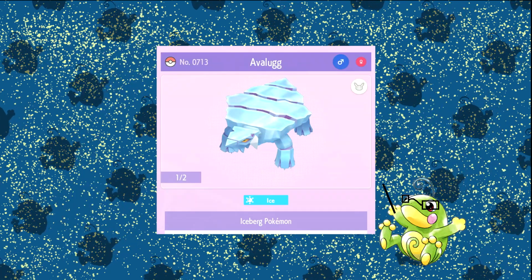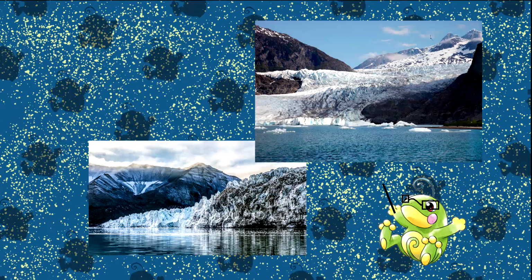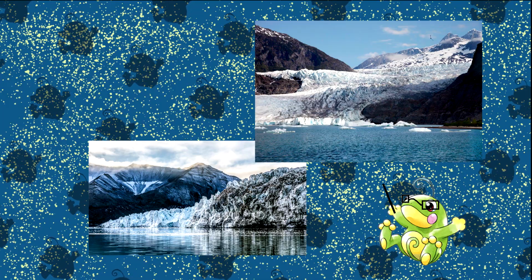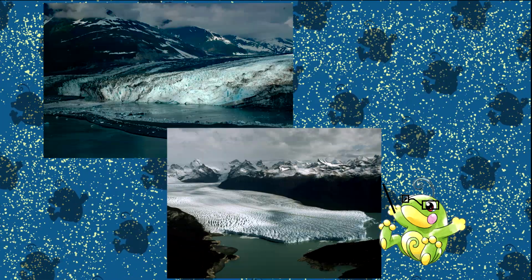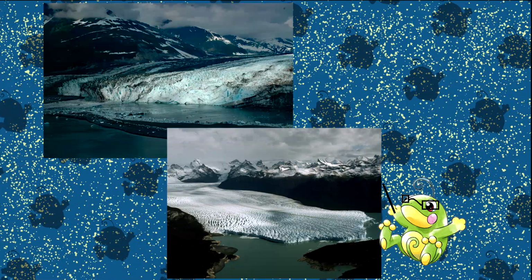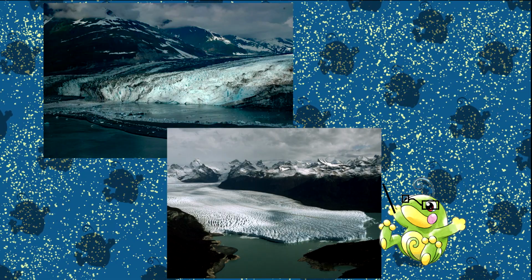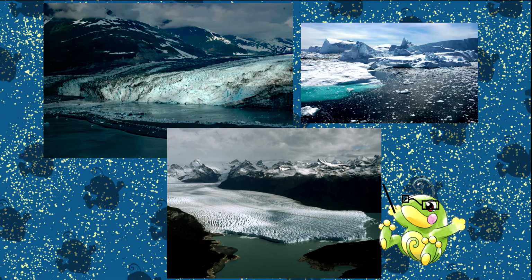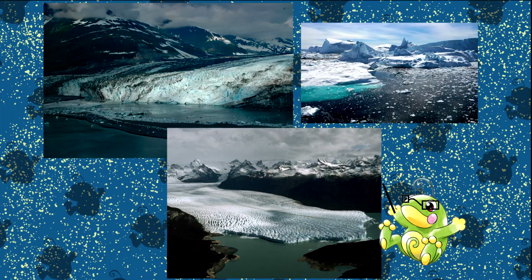rapid glacial movement. Avalugg is colloquially known as the iceberg Pokemon, and valley glaciers commonly form icebergs at the end of the glaciers themselves. The valleys and fjords these glaciers form in typically end at the ocean, and when glacial surges occur, lots of ice is pushed into the ocean to form icebergs.